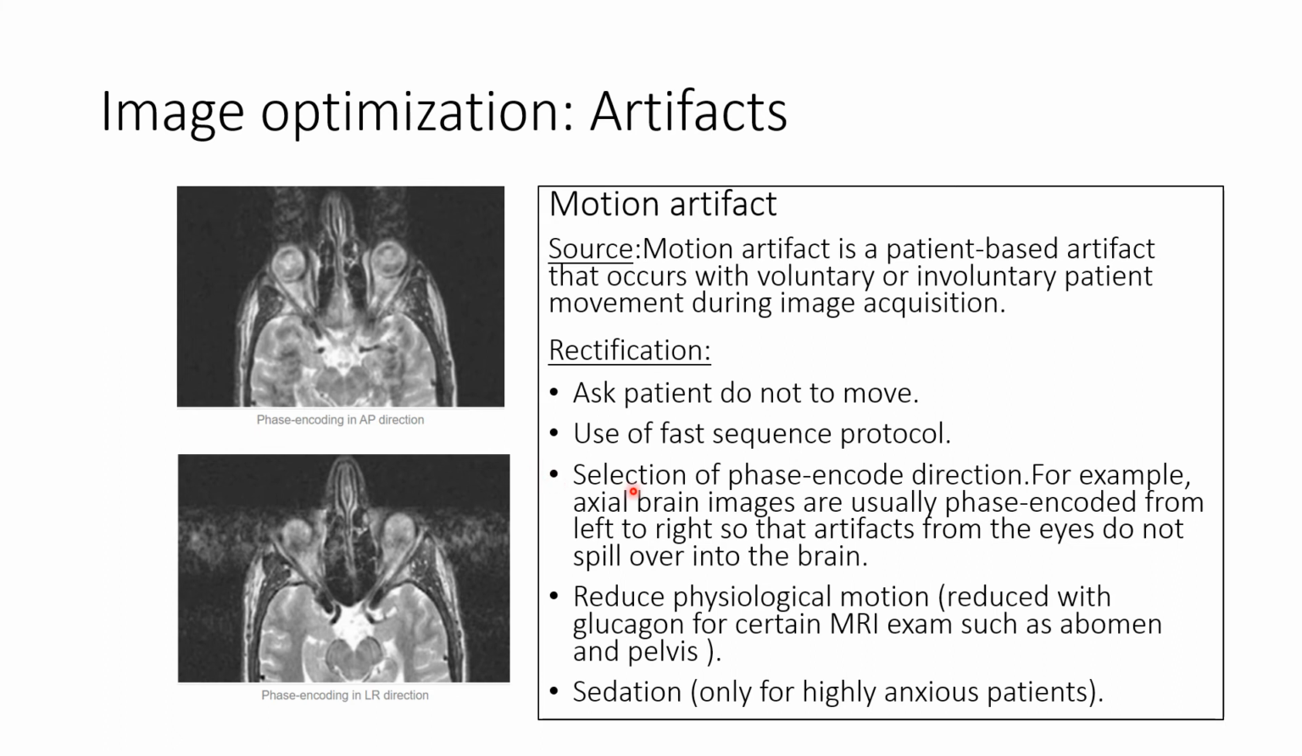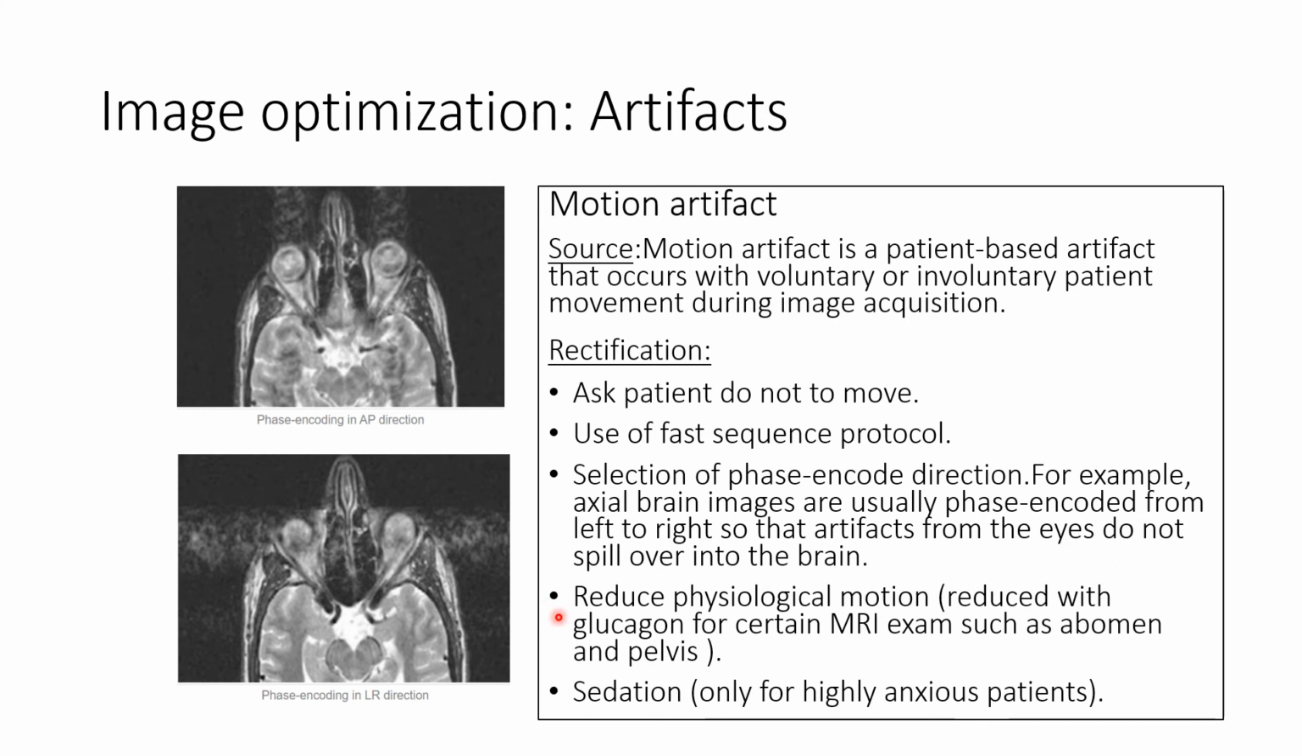Selection of phase encode direction. For example, in the brain scan, when we do the orbit scan, axial brain images are usually phase encoded from left to right, so that the artifact from the eyes does not spill over into the brain.